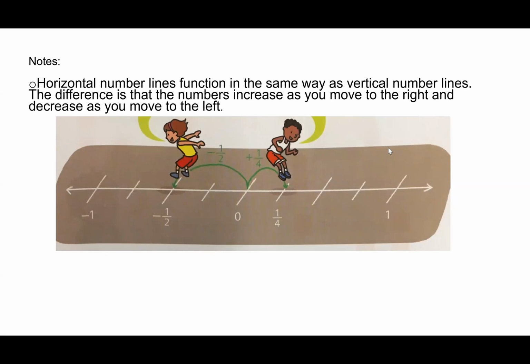All right. So horizontal number lines, with your first slide, they function in the same way as vertical number lines. The difference is that the numbers increase as you move to the right and decrease as you move to the left. So remember, we imagined that vertical number line that we had the other day, and we just mentally gave it a 90-degree turn and planted it like that. And that's our horizontal number line. It's not a hard concept.